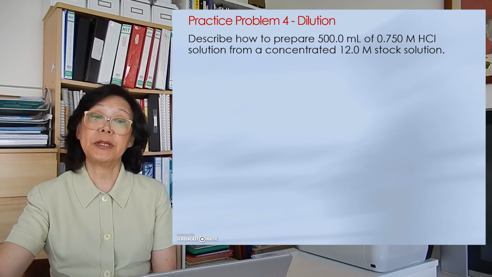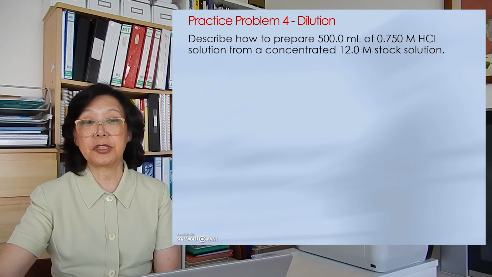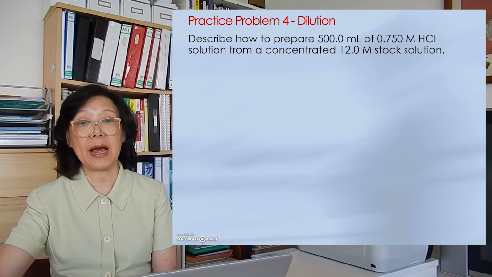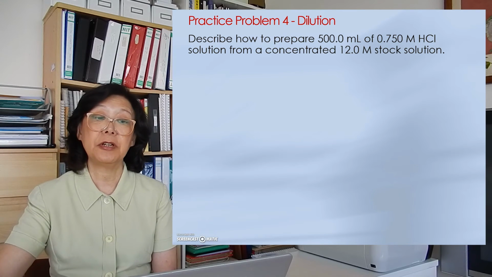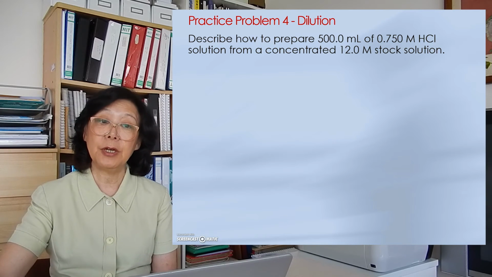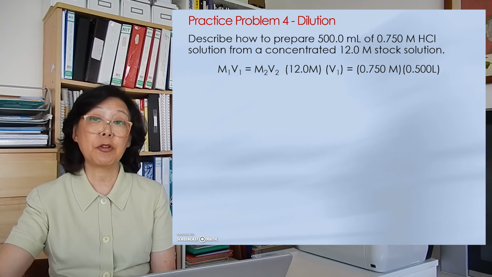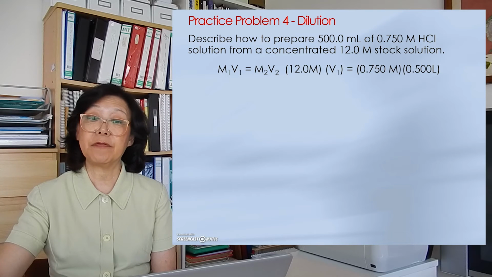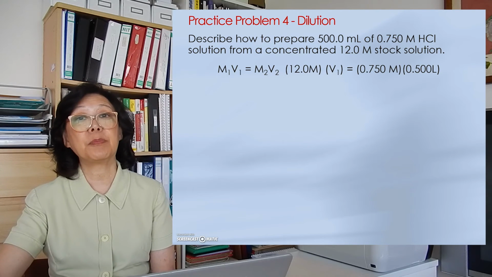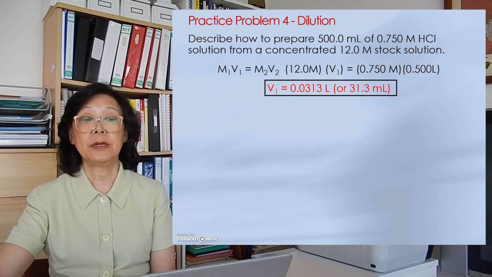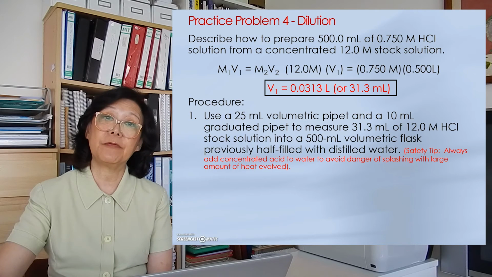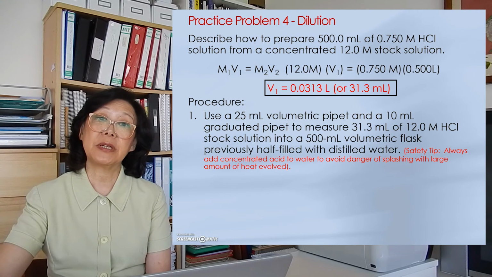Describe how you would dilute a 12 molar stock solution into 0.75 molar hydrochloric acid in 500 milliliter. So using the formula M1V1 is equal to M2V2, we multiply volume by 12 molar is equal to 0.75 molar times 0.5 liter, and it's calculated to be 31.3 milliliters. Now here is the important part. We got to measure this 31.3 milliliter using a pipette.